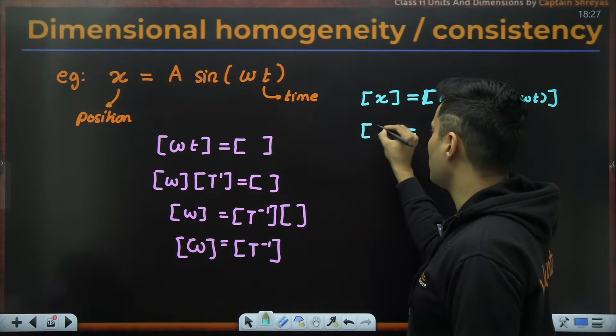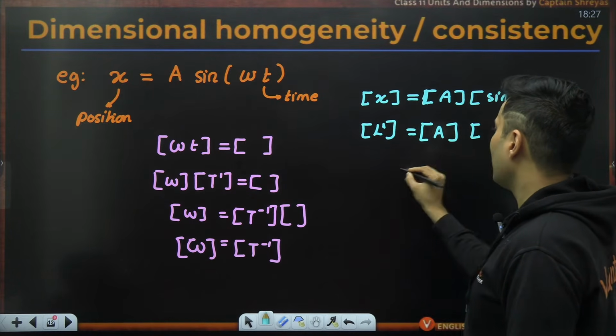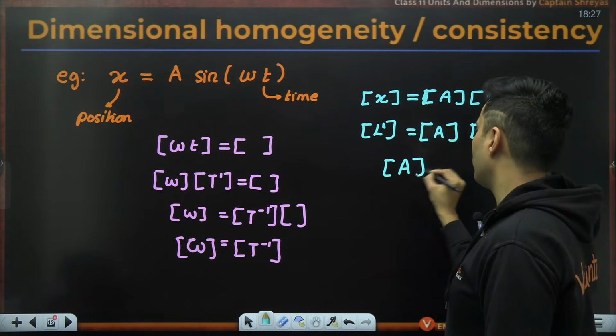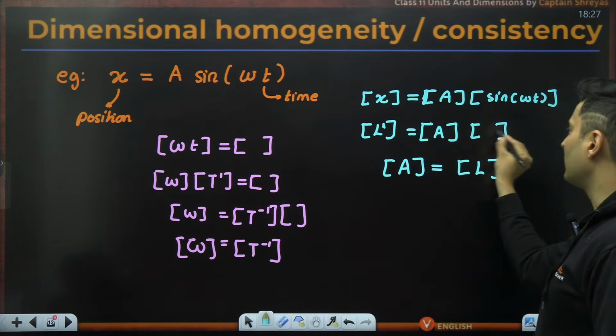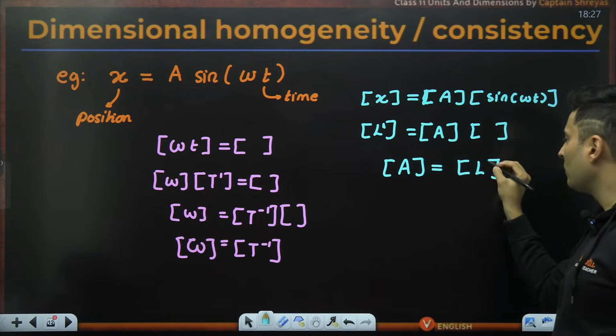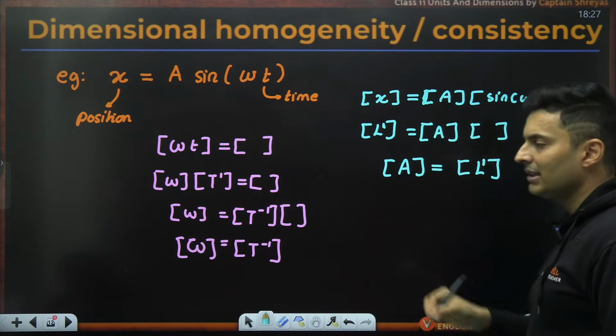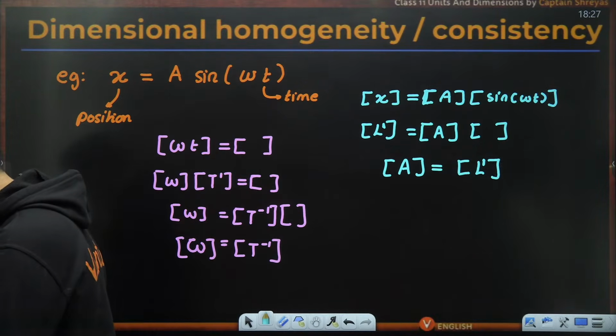x is position, meaning length, so length raised to 1, and this is nothing but a. Therefore, the dimension of a will be nothing but the dimension of length itself. This is nothing, so no dimensions are there, so forget it. So the dimension of a is the dimension of length raised to 1 itself. Is this absolutely clear, my dear warriors?